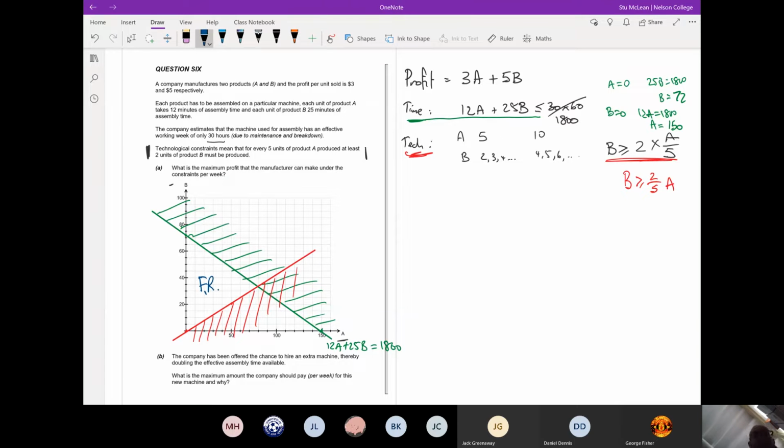Now there are a couple of constraints that haven't been given. Clearly A must be greater than or equal to 0 and B must be greater than or equal to 0. We can't make a negative number of items. So this space around here, we clearly can't have. And that gives us 3 points we want to consider.